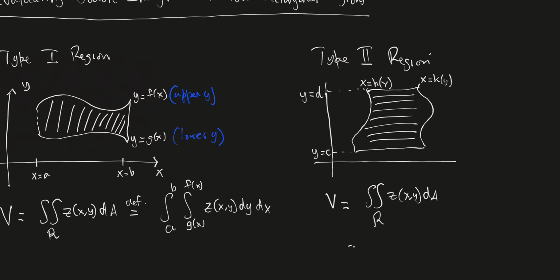So this again is by definition. It's going to be one at a time. So first we're going to integrate with respect to x. Now in terms of upper and lower on the x-axis, we can't really use upper and lower, because the functions are bounding the left and right of the region. So I'm not going to use upper and lower.